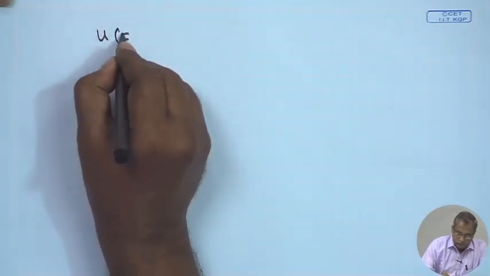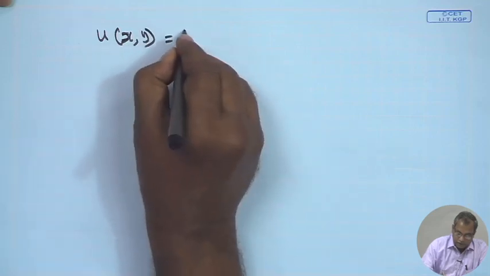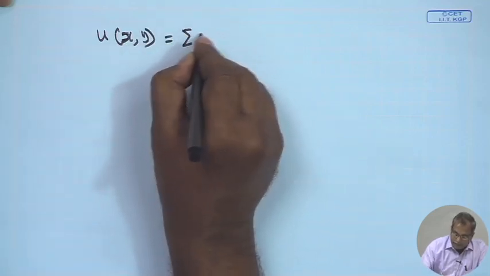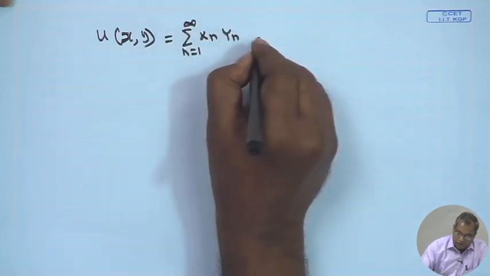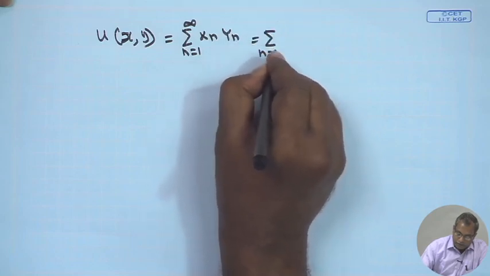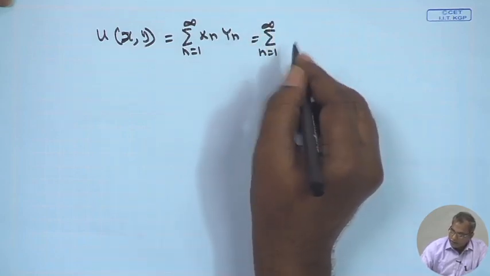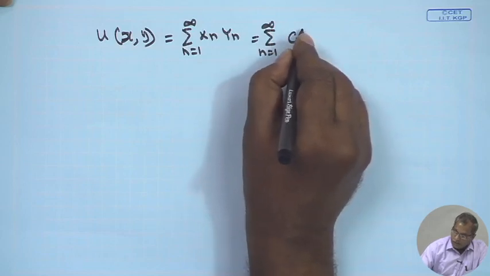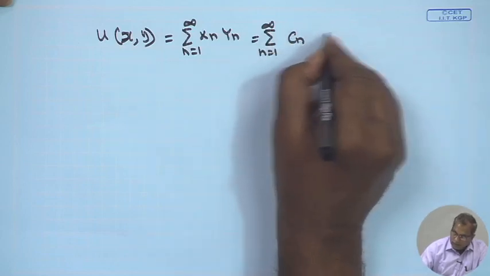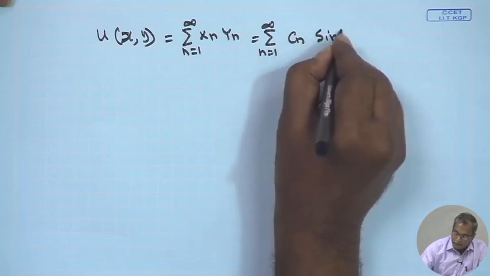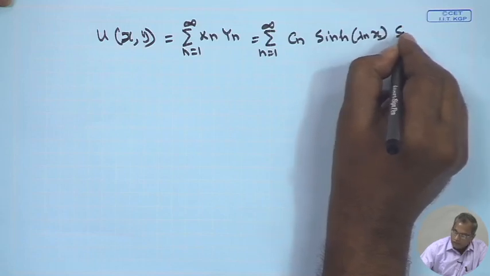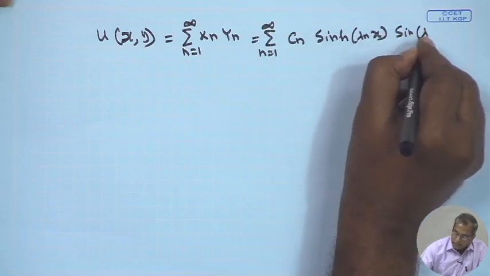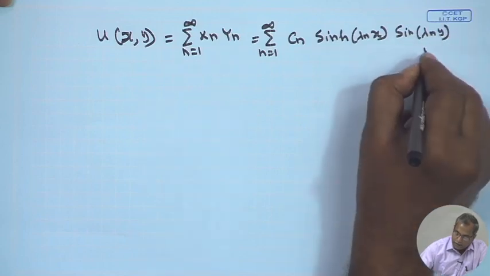Now, we will be able to write down the complete solution. u as a function of x and y will be the summation of Xn Yn, where index n runs from 1 to infinity, and this will be a new constant Cn sinh(λn x) sin(λn y). Lambda n is basically nπ.